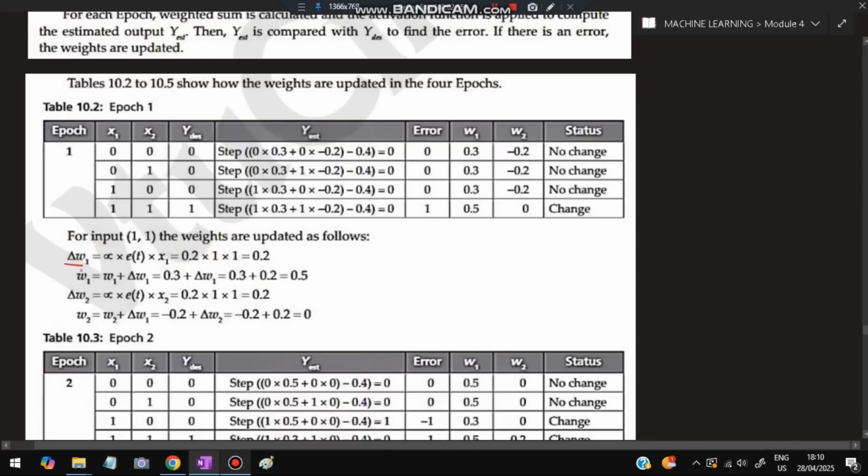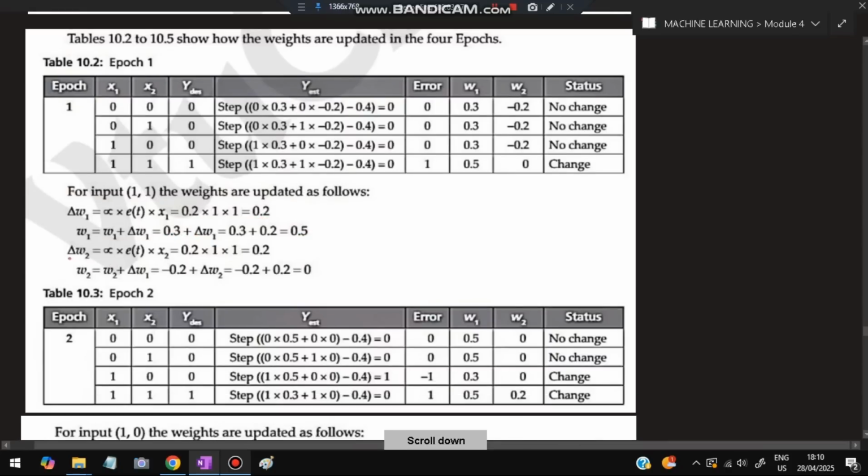We have to calculate delta W1 and add it to W1. You will get a new weight. Now for this input, what is the x1 value? 1. X2 value is 1. So you have to multiply the learning rate, which is 0.2. In the question it is given, right? And the error is nothing but this value, and x1 is nothing but this value. When you multiply them, you will get 0.2. Now w1 will become the initial value of w1 plus delta w. The initial value was 0.3, delta w is 0.2, so it will be 0.5.